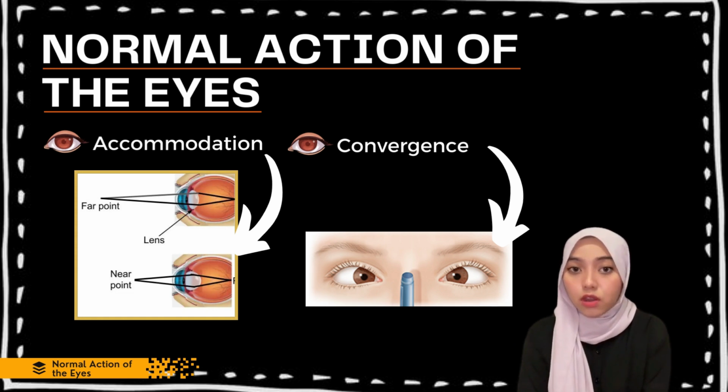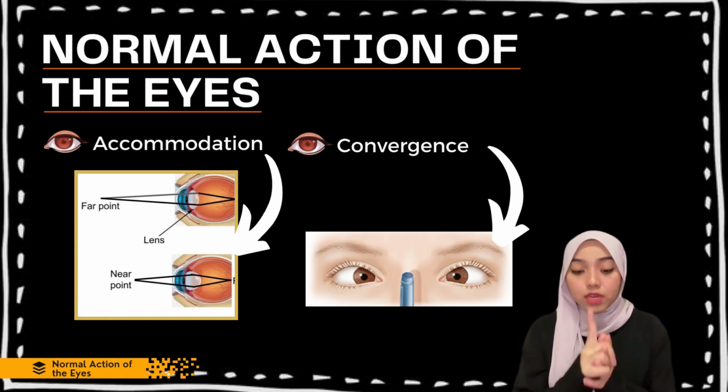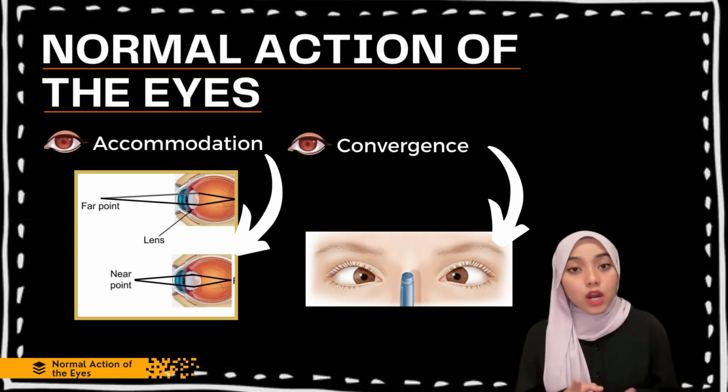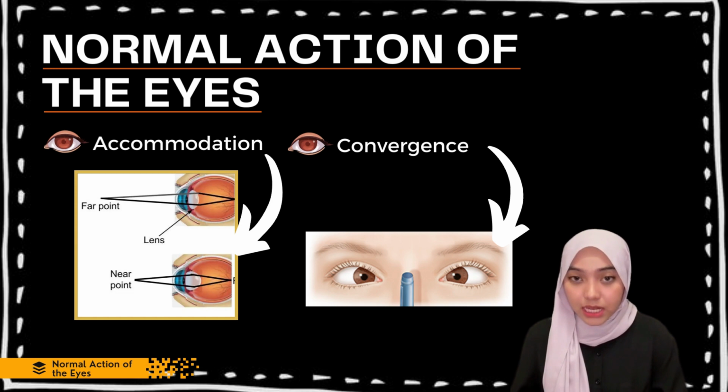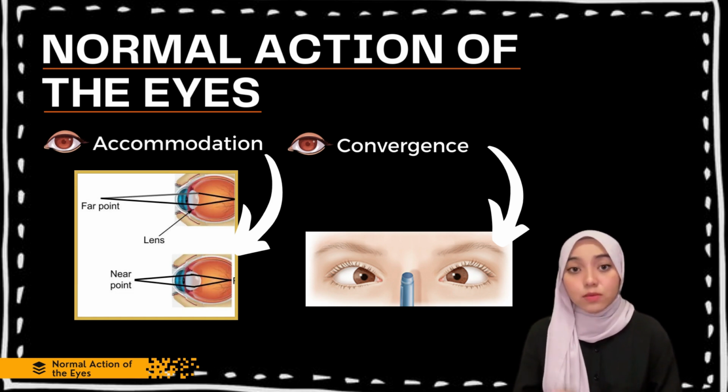Next, we move to convergence. Convergence is the way our eyes move together and point inward when we look at a near object. This occurs in an effort to maintain a single binocular vision as an object comes nearer.